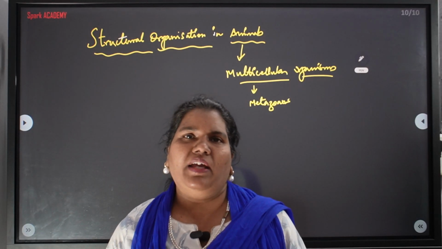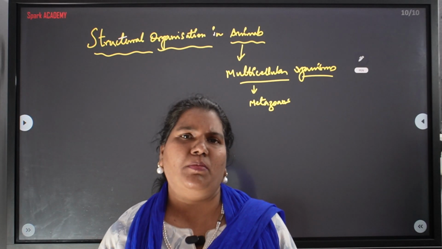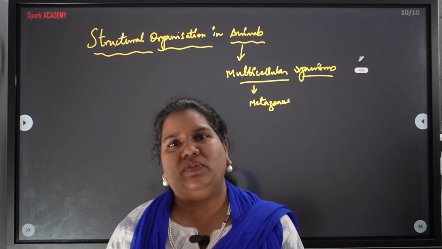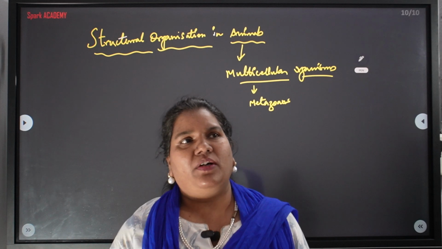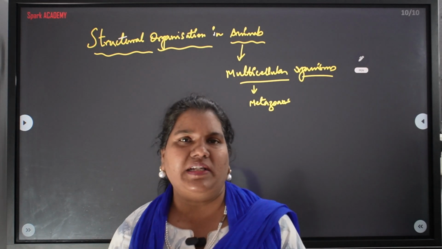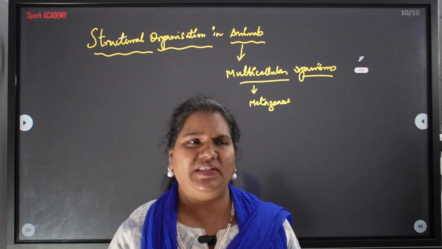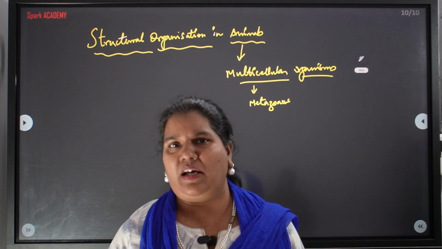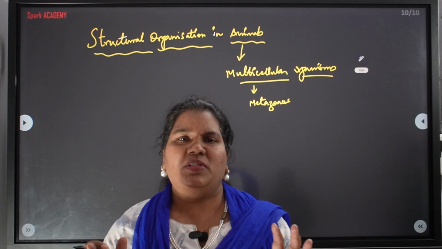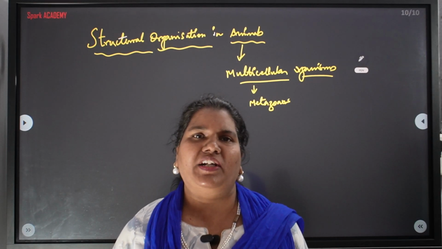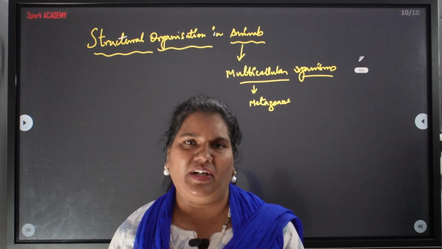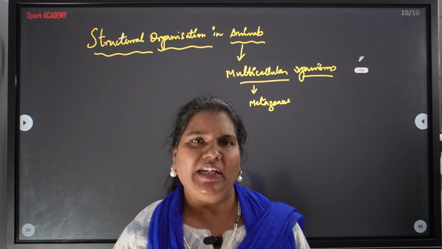Now if we see in the living world, what kind of organisms do we see? We see unicellular and multicellular, right? We see plants, we see animals, we see microorganisms, we see so many living things around us. In this chapter we are going to concentrate specifically on animal organization, right? So that is what we are going to learn in detail.